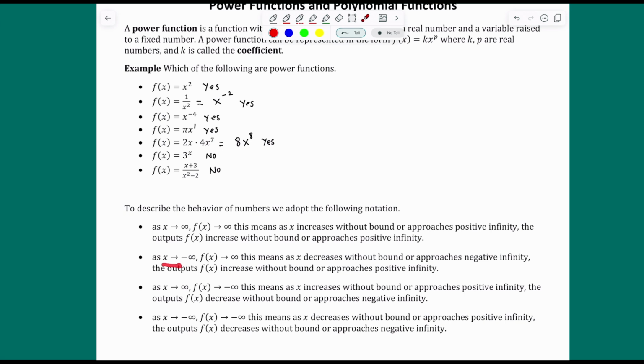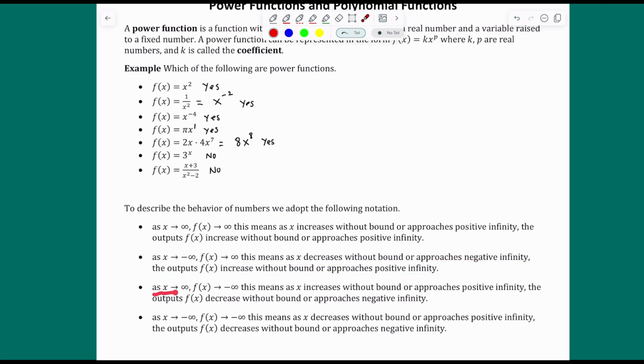Similarly, we could say x approaches negative infinity, then f of x goes to positive infinity. So this means as x decreases without bound or approaches negative infinity, the outputs of f of x increase without bound or approach positive infinity.